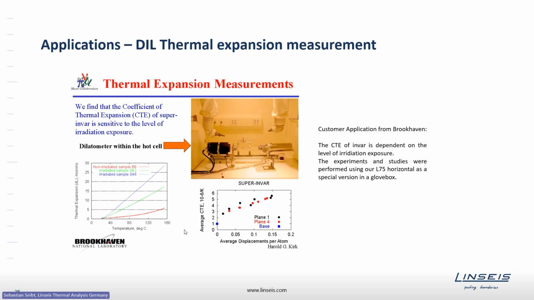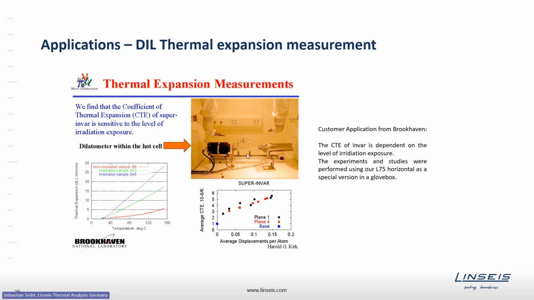Another measurement example, which I got from one of our customers from Brookhaven, who has one of these radioactive dilatometers, if I may call them like this. They were investigating the influence of irradiation on super-invar alloys. So what you can see on the picture is this dilatometer. On the right side, you see the detector part. On the left side, this black part is the furnace with power cables going to a feed-through out of a hot cell. And then you see manipulators or robot arms, however you may call it, to load and unload samples.